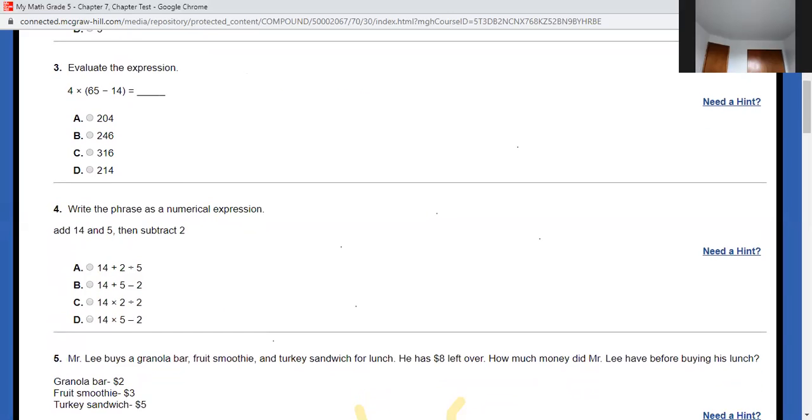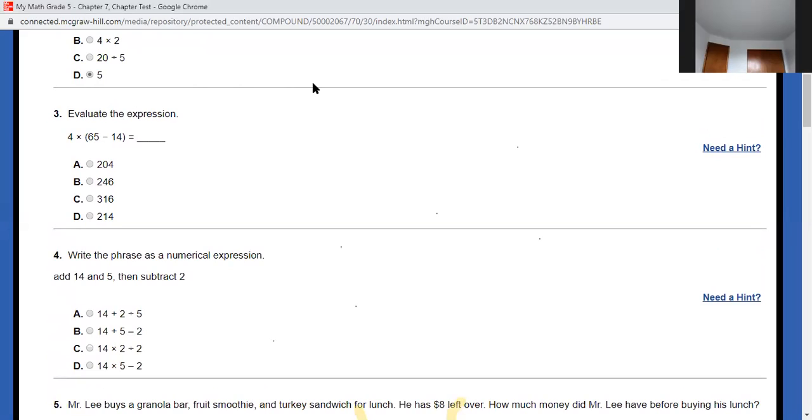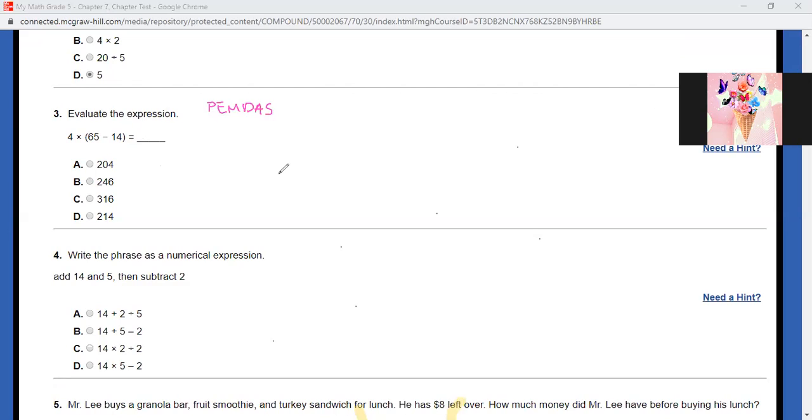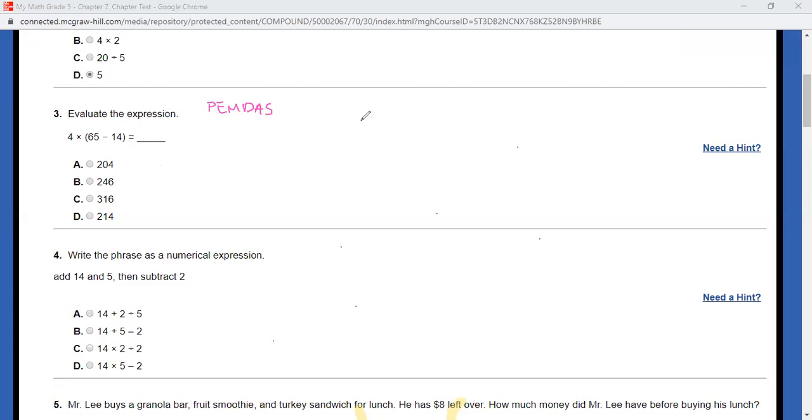All right. Evaluate the expression. Hint, you might hopefully remember this: Please excuse my dear Aunt Sally. That might help. All right. So let's figure this out. What do we do first? Butterfly ice cream cone, is your hand still up? Yes. Okay, do you want to answer or help me at least? Yes. Okay, so what do I do first?